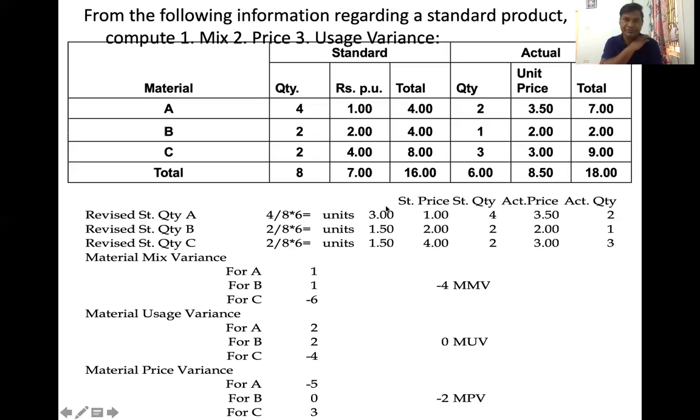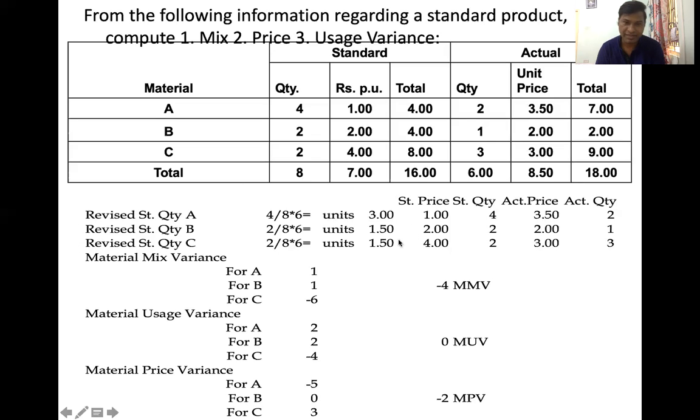Then similarly do the same for material B. Revised standard quantity of material B is 2 by 8 into 6, which is equal to 1 rupee 50 paise. Let's come to material C. 2 by 8 into 6 again, that is also 1 rupee 50 paise. Now we will go wrong. We will get confused only at this point.